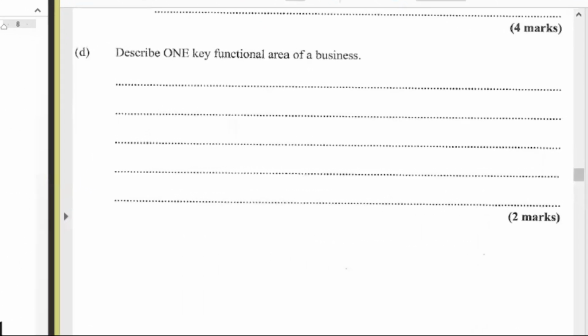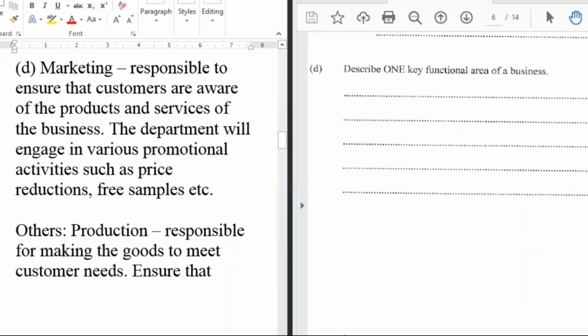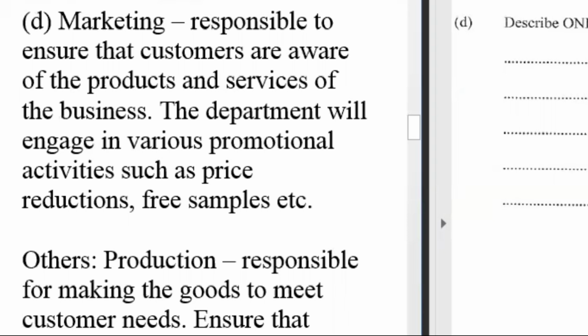Let's look at D. Describe one key functional area of a business. Whichever functional area you choose, you will need to describe it, whether it be human resource, marketing, production, finance. You will just need to briefly describe it, okay? So for example, marketing is responsible to ensure that customers are aware of the products and services of the business. The department will engage in various promotional activities, such as price reductions, free samples, etc., to get the goods and services to be sold, right?